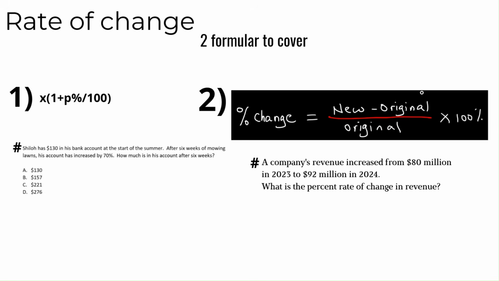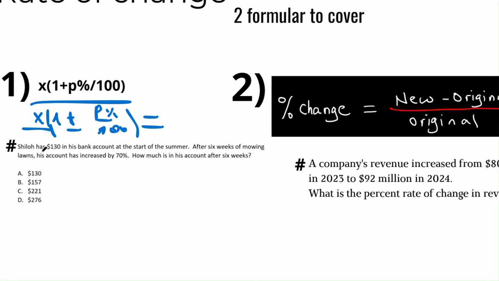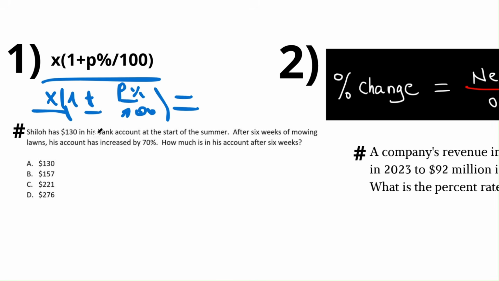Now it's time to cover percentage, specifically rate of change. First thing we're going to cover is this formula: x times 1 plus or minus p% over 100. Why do we need this? We need this if we want to find out by how many percent our initial value, which is x, increased, and what the new value is. Let's look at an example. This person has 130 in the bank account, which is the initial value, so write it down instead of x.